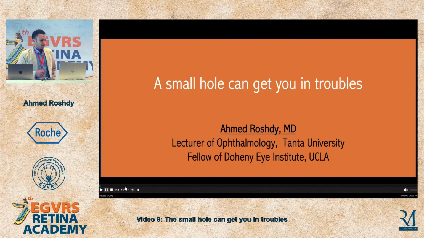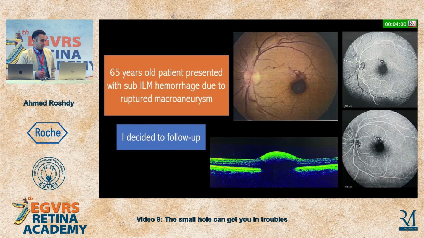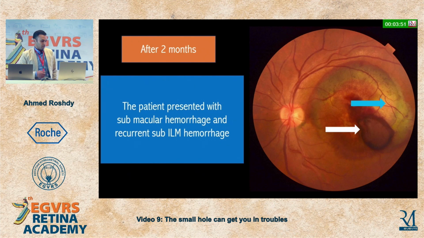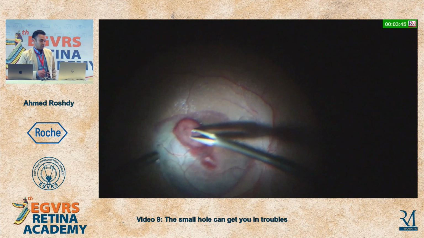A 65-year-old gentleman presented to me with a sub-ILM hemorrhage due to ruptured macroaneurysm. I decided to only follow up the patient, and over the course of 3 weeks, the sub-ILM hemorrhage completely resolved. But after 2 months, the patient presented again with submacular hemorrhage and recurrent sub-ILM hemorrhage. At this time, I decided to operate.